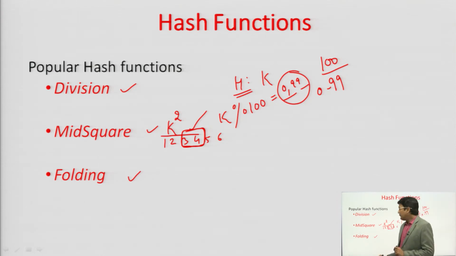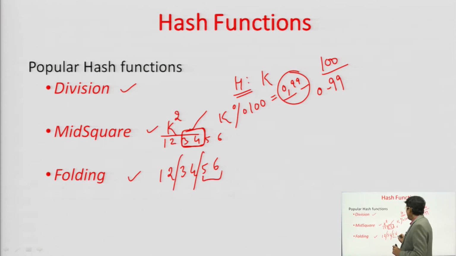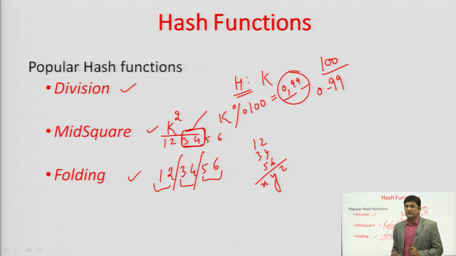The folding method suggests that, let us say, you have a key like 1 2 3 4 5 6 and you have to find an address of 2 digits. So you divide this number into groups of 2, then you sum them: 12 plus 34 plus 56. Whatever number it comes out to, let us say XYZ, you discard the carry and YZ will be the location of the key in the hash table. By any of these methods, obviously you will have to apply any one of them, not a mixture of all these methods, to store your numbers in the hash table, and while retrieving you will use the same method.